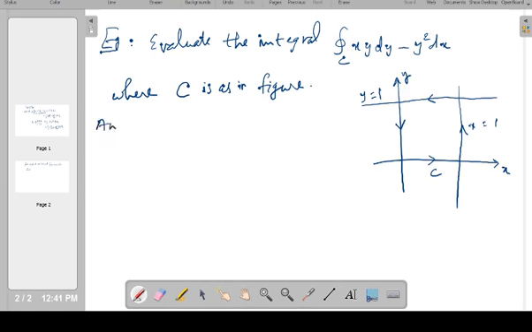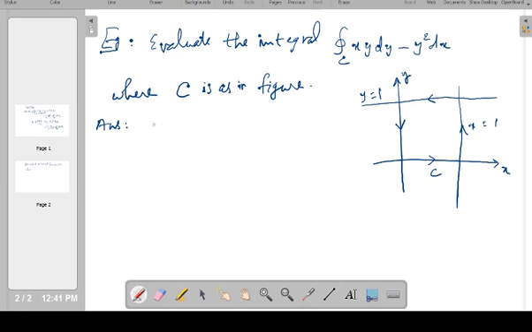So we shall do this by the usual method. If I want to do this integral, what I have to do is call this part C1, this is my C2, this is my C3 and this is my C4, and the integral over C is the integral over C1 plus C2 plus C3 plus C4. That takes too much work. So what we do is, we use Green's theorem. That is the idea.